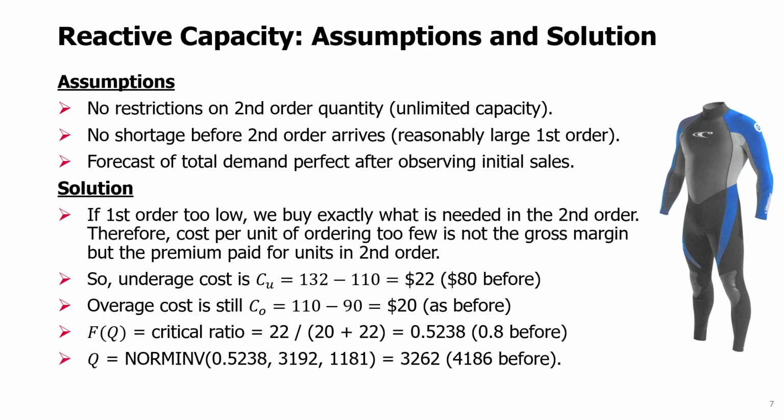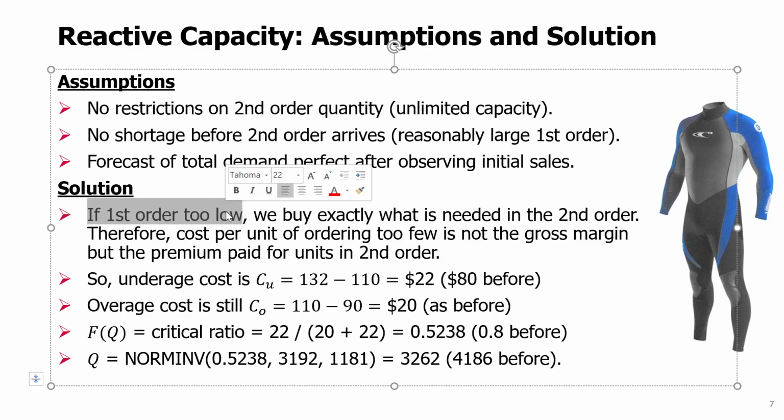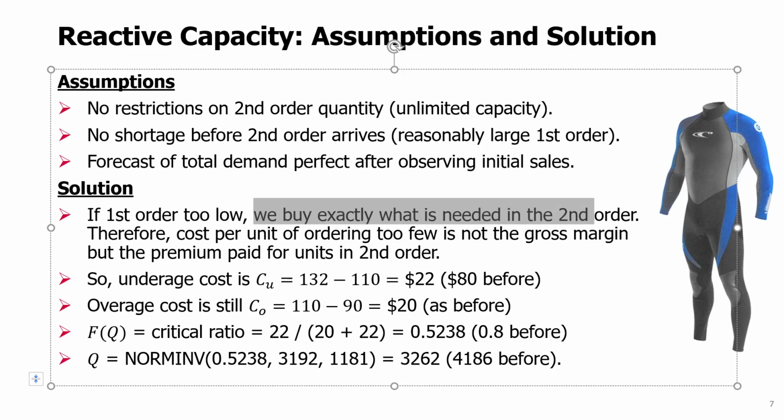So the solution is actually going to be obtained using the newsvendor model, but slightly modified. So consider this. If the first order is too low, right, then in the second order, we know exactly what is needed to cover all the demand. So let's say if we decide to order the first quantity 2,000, and then after observing the first 2 months, we see that the total demand for the season will be 4,000, then the second order will be exactly another 2,000, right, to cover the demand exactly.